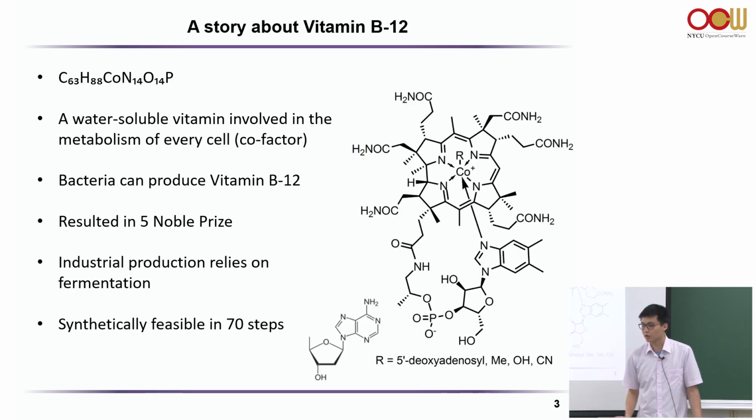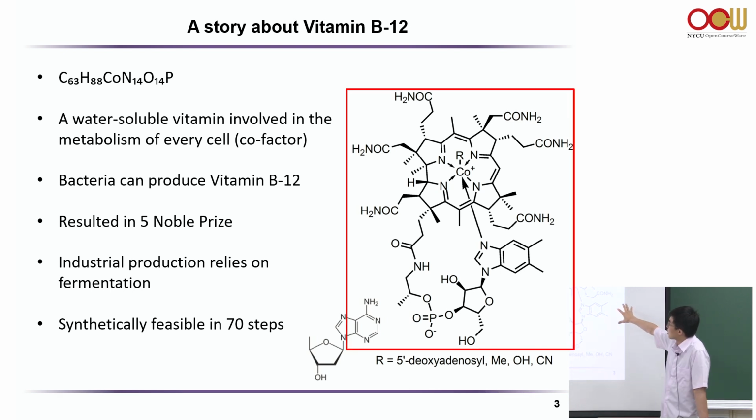So let's have a brief story on this very complicated molecule, vitamin B12. It has 63 carbons and 1 cobalt center. You can still call it a coordination compound, but the discovery of the synthesis of vitamin B12 really established the fact that we can basically make anything we want as long as you have the correct structure. This is a water-soluble vitamin.